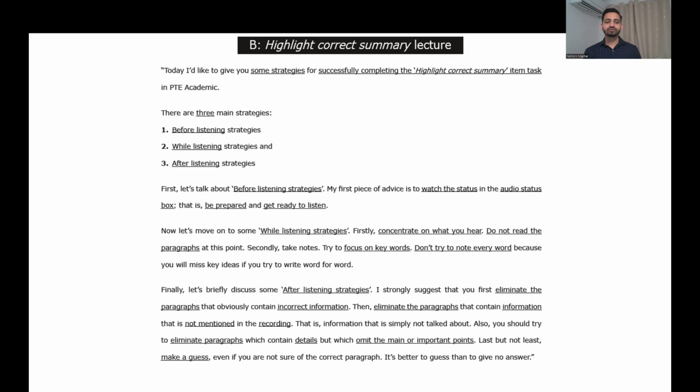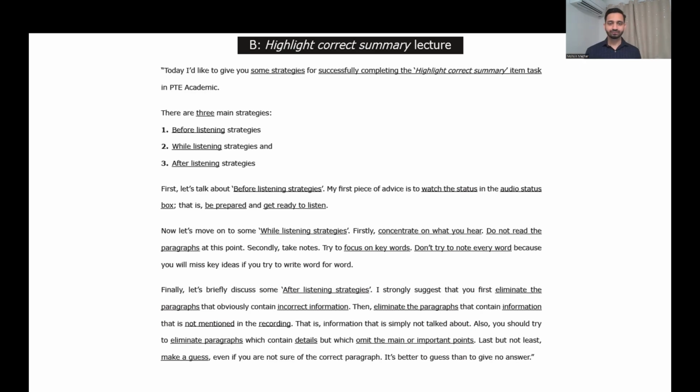Now let's move on to some while listening strategies. Firstly, concentrate on what you hear. Do not read the paragraphs at this point. So you will have the options, right? You don't want to be reading anything while you're listening. And we talked about this in the previous lecture in great depth.